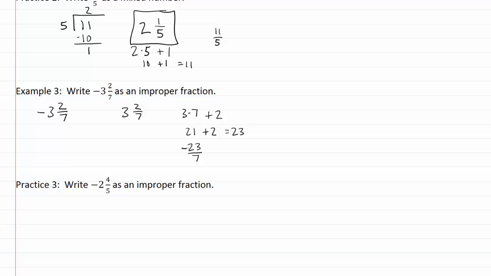Sometimes people go negative 3 times 7, it gets us a negative number, then when we add 2, it gets us less. That's why I say just do the math with the numbers, add that negative at the end. So this is negative 23/7, writing it as an improper fraction. Why don't you pause this and try practice 3 now.